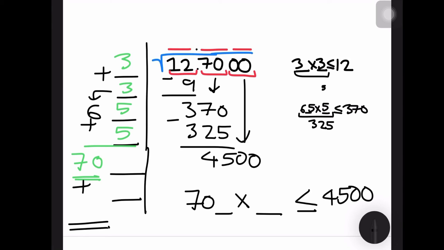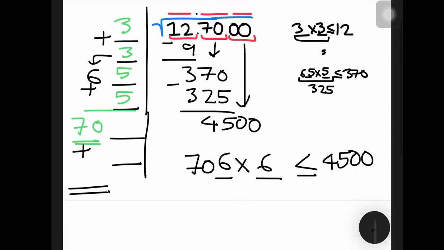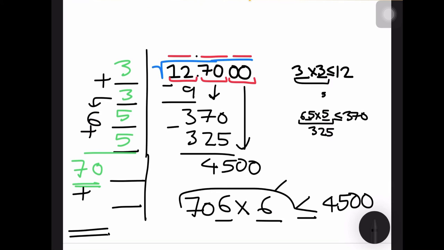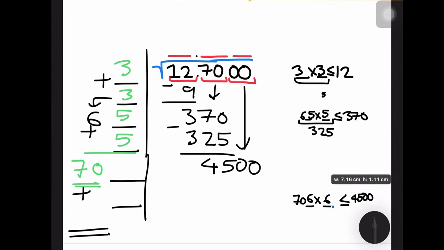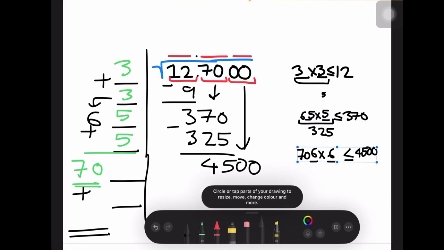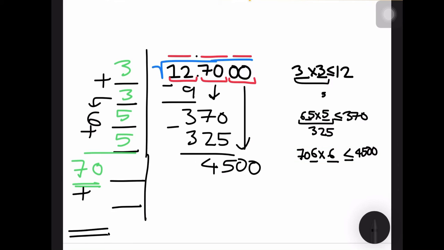So let's say that this number, we know the closest one here, which is below or equal to 4,500, is 6. And that is 4,236. Let's put it here. Right, let me make some space. So 4,500 minus 4,236, that answer is going to be 264.